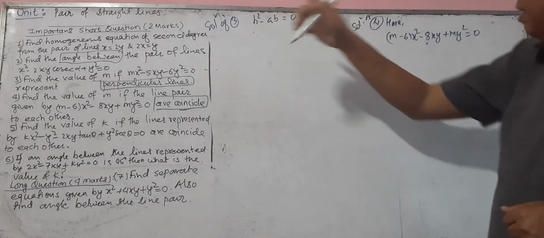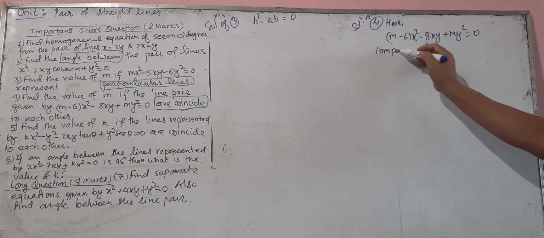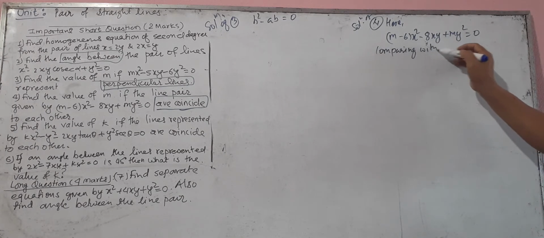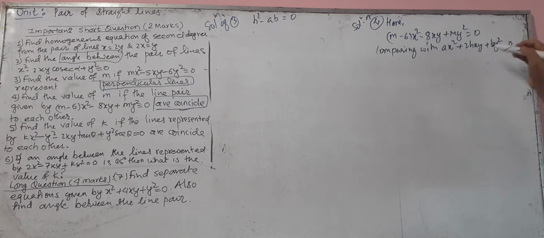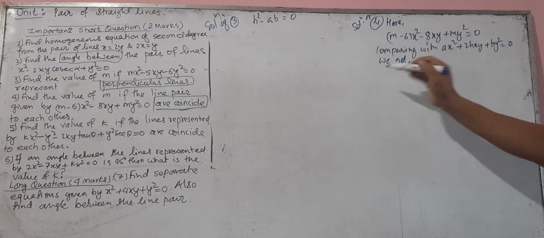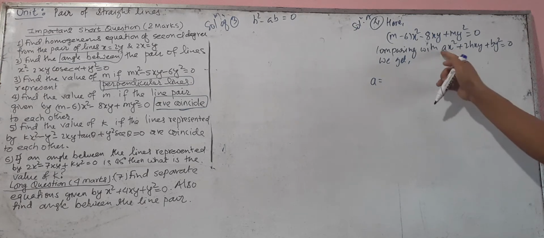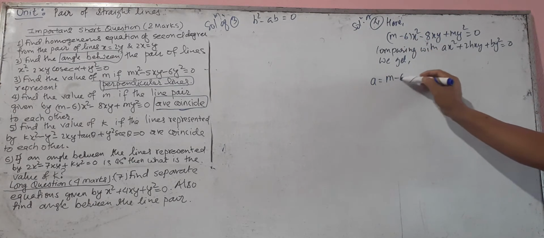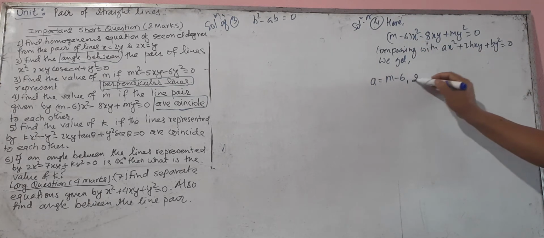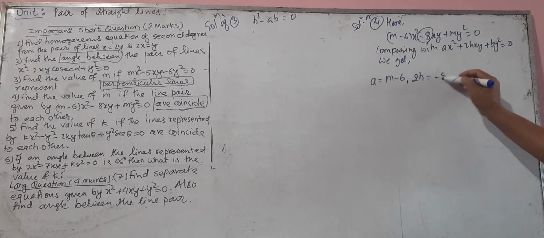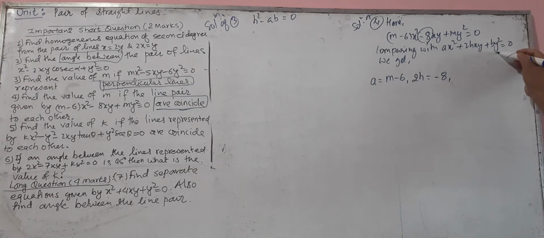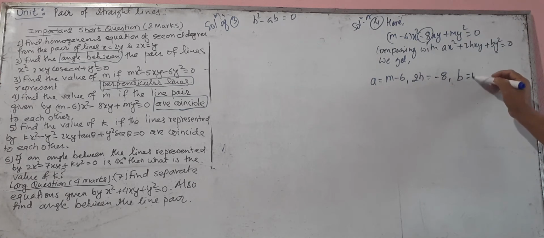So we need a, b and h. Now we compare with ax square plus 2hxy plus by square equal to 0. We get a, the coefficient of x square, is m minus 6. The coefficient of xy is 2h, and here the coefficient of xy is minus 8. And the coefficient of y square is b, here the coefficient of y square is m.